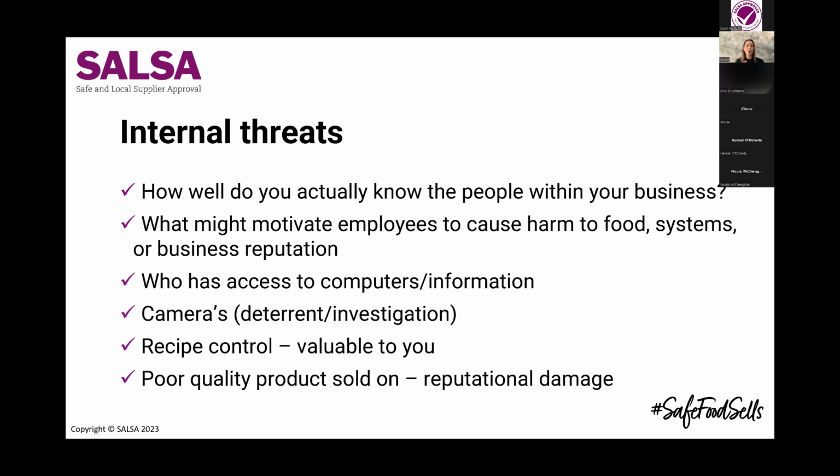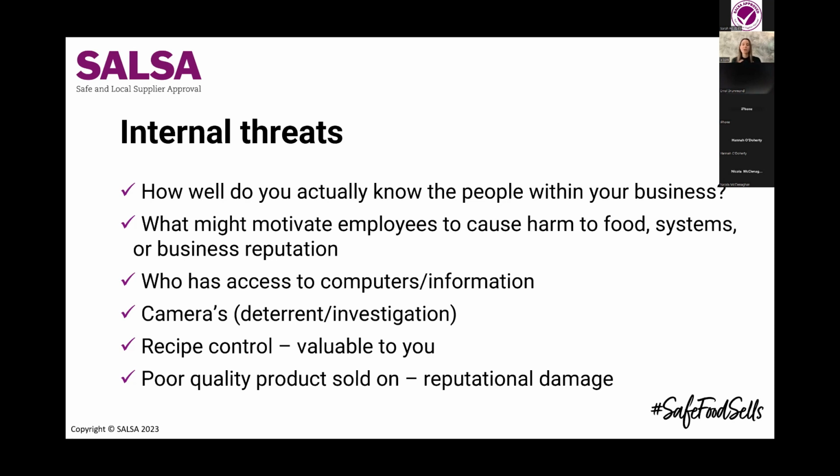And then poor quality products. So that's another thing. If you have got some product that might be of reduced quality and you don't want to sell it, it gets put on hold. How is that controlled? Make sure that somebody can't get access to that product and then go and sell it on the Facebook Marketplace or something, because that's going to damage your reputation.